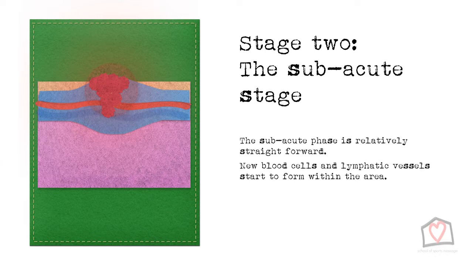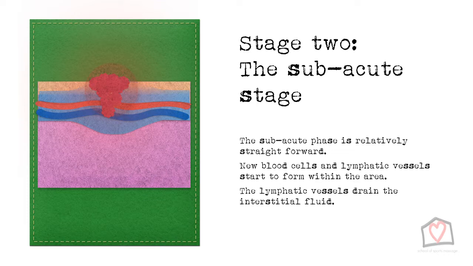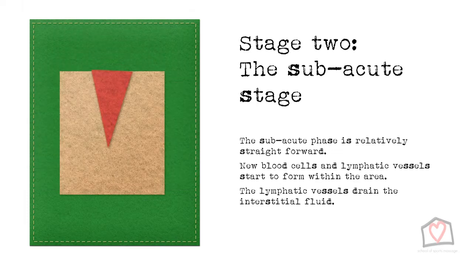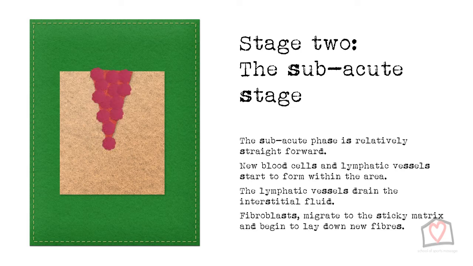This will be combined with the formation of lymphatic vessels, which will start to drain interstitial fluid from the area. Fibroblasts, which are cells that are able to produce collagen, migrate to the sticky matrix and begin to lay down new fibres. This is important as they will lay down in accordance with the tensile stresses that the muscle is under. This is partly why active recovery is increasingly prescribed, because as you move a muscle, you will put it under a degree of stress, and therefore the muscle fibres will begin to be laid down in the correct direction.